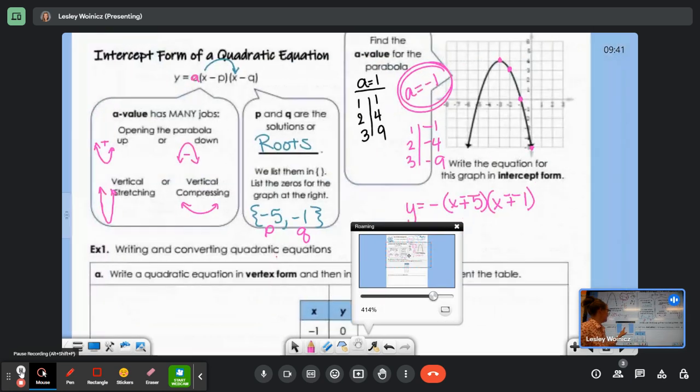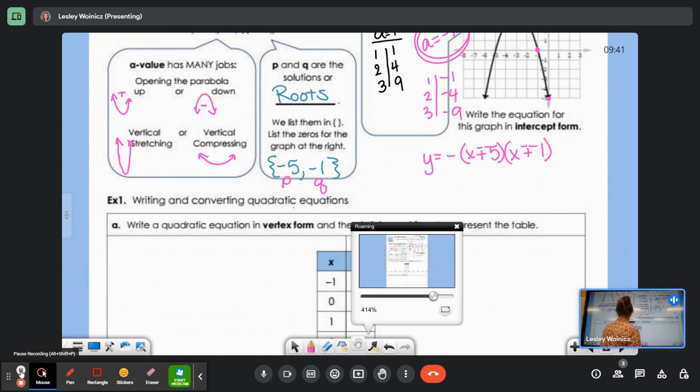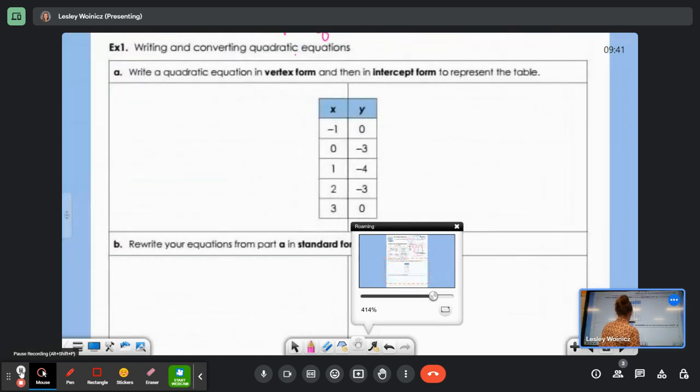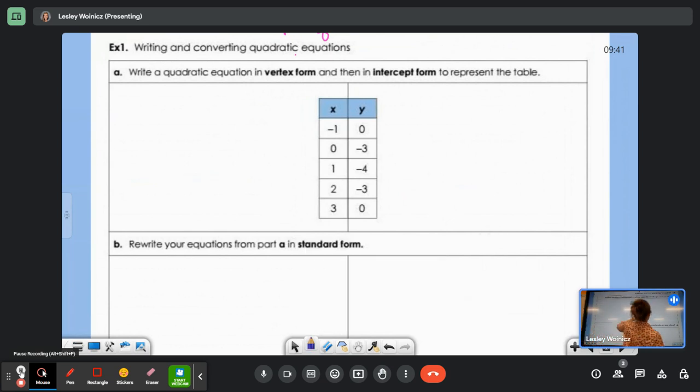I'm going to scoot this up so you guys can see it. Okay, any questions? Okay. So, we are going to practice looking at a table and writing an equation in vertex form on this side and intercept form on this side. And then we're going to rewrite both equations in standard form. So once we convert to standard form, if we've done it right, we should get the same thing on both sides. Okay?